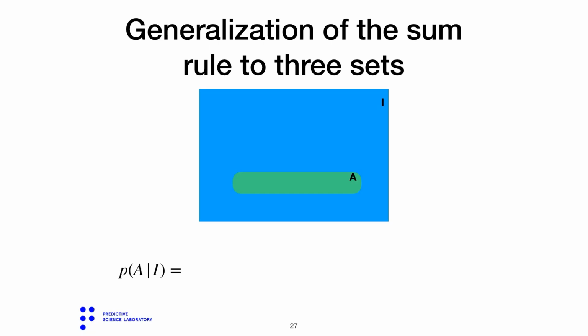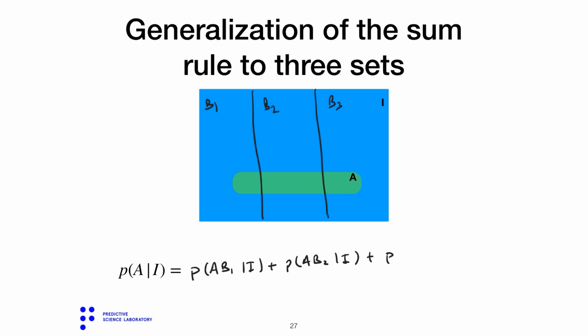Now let's derive a generalization of the sum rule that is quite obvious. Now instead of just two events, we're going to consider three events that decompose the space, B1, B2, and B3, and these have to have the following properties. One of them must be true, and no two of them can be true simultaneously. The probability of A given I can be decomposed as follows. Probability of A and B1 being true at the same time plus the probability of A and B2 being true at the same time plus the probability of A and B3 being true at the same time. And of course these probabilities correspond to these areas respectively.